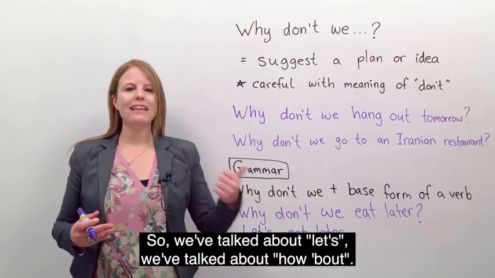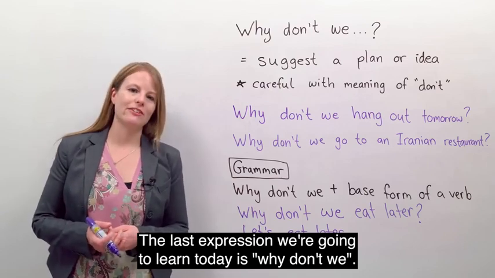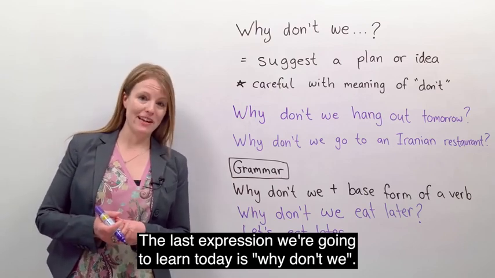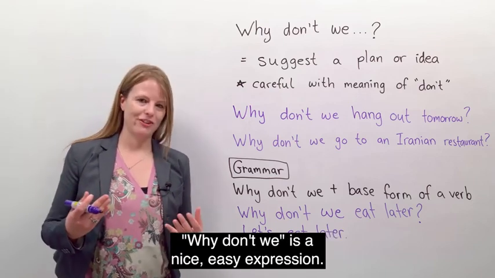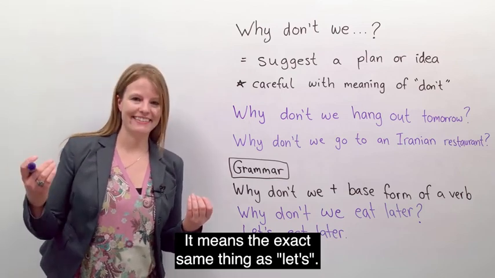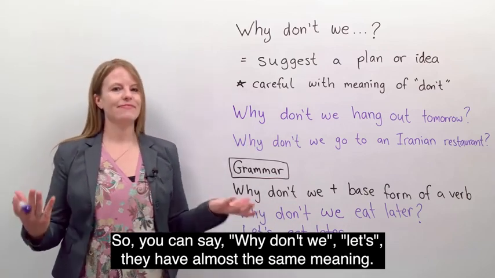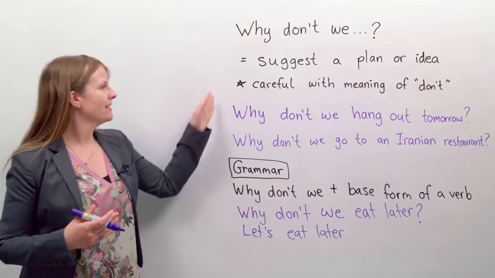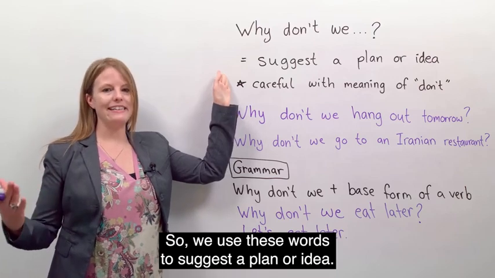So we've talked about let's, we've talked about how about. The last expression we're going to learn today is why don't we? Why don't we is a nice, easy expression. It means the exact same thing as let's. So you can say, why don't we? Let's. They have almost the same meaning. So we use these words to suggest a plan or idea.